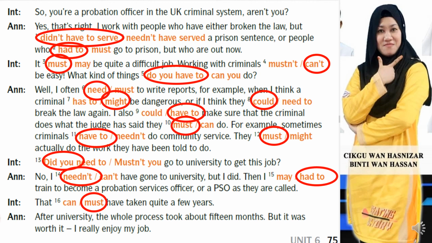Interviewer: Did you need to go to university to get this job? No, I needn't have gone to university, but I did. Then I had to train to become a probation services officer, or a PSO as they are called. Interviewer: That must have taken quite a few years. After university, the whole process took about 15 months, but it was worth it. I really enjoy my job.